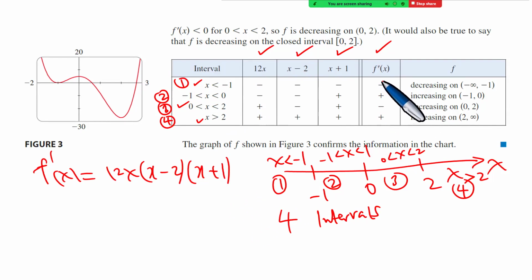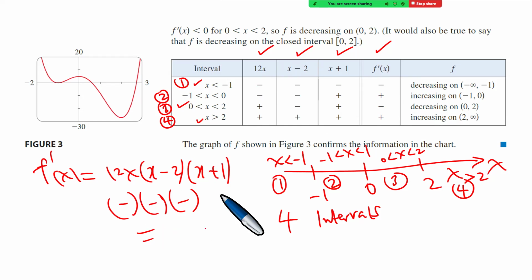Good. What is then f prime? The sign of f prime of x is obtained by multiplying this by that by that. In this case, the sign of 12x is negative, the sign of x minus 2 is negative, and the sign of x plus 1 is also negative. Multiplying all these three, we get negative, because negative times negative is a plus, multiplied by negative is a negative. Hence, this is correct.